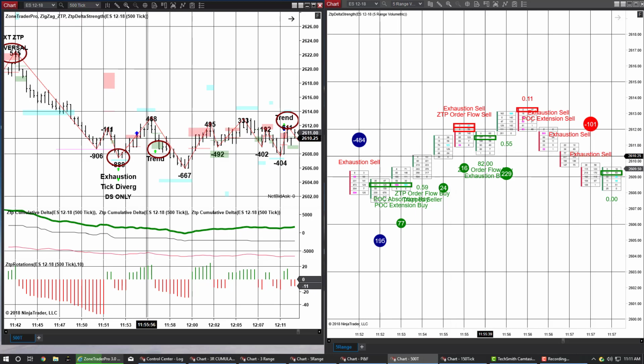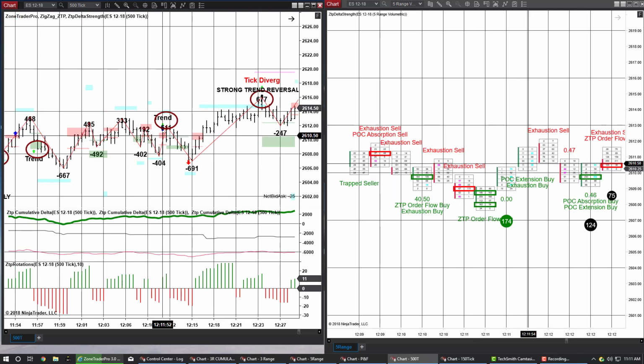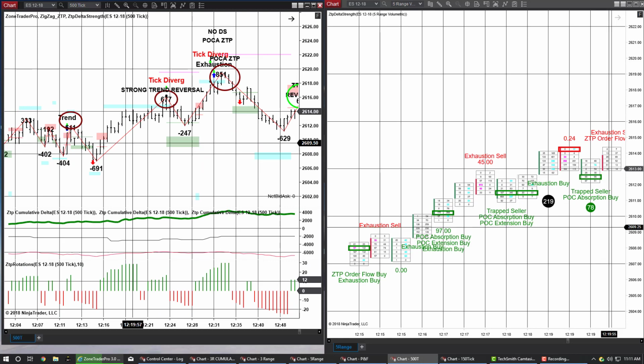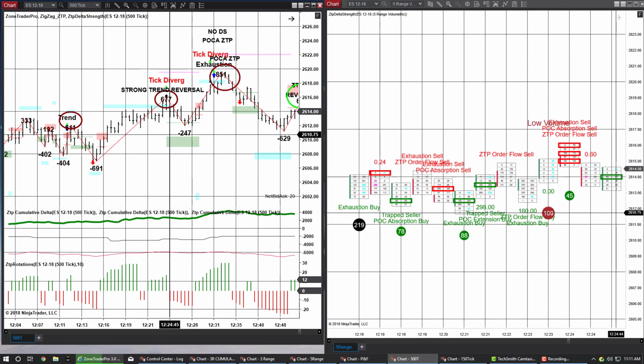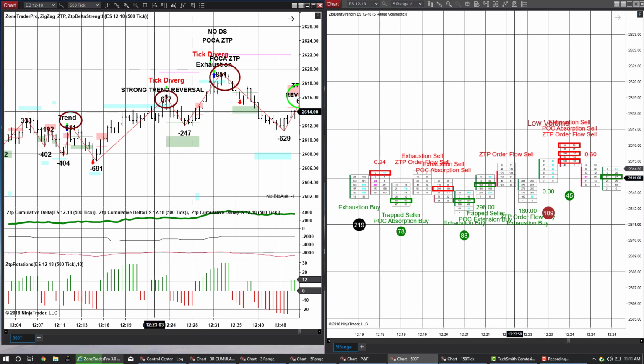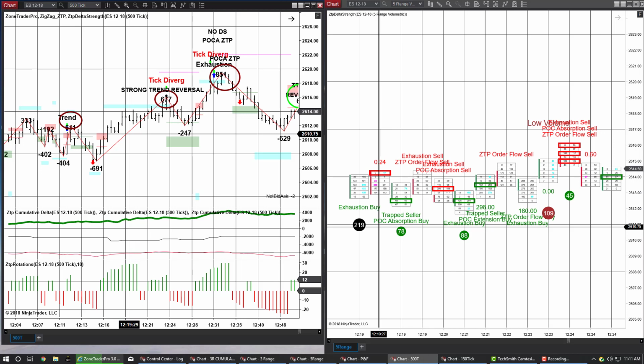Here we have a trend trade that didn't give us any order flow on the way down. Here we have a trend trade that didn't give us any order flow on the way up. And this leads us into a very interesting pattern that is the reason why we have the rules that we have. You see that the price is traded on the 500 tick chart from blue zone to blue zone. That is a strong trend reversal.